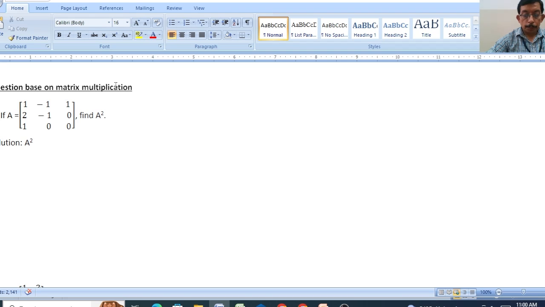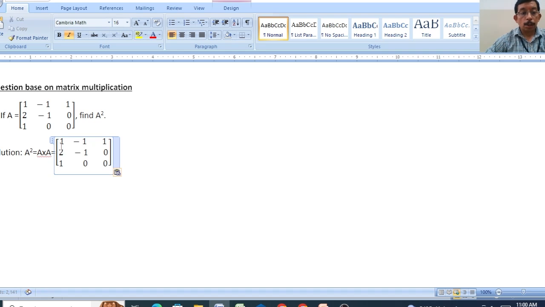A square is equal to A into A, which is equal to, note down the value of matrix A, and again note down the value of A. First we put the value of A in A square; the matrix A is given.